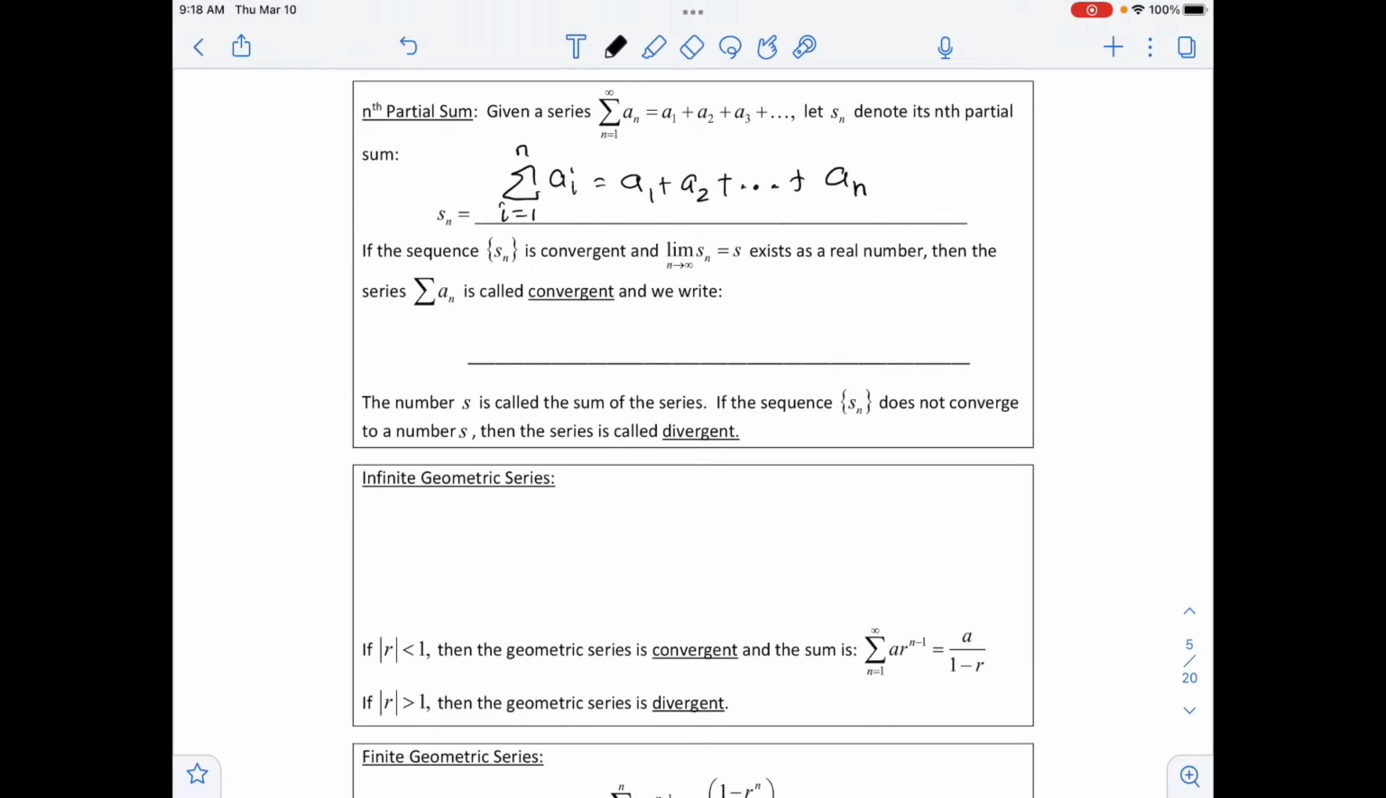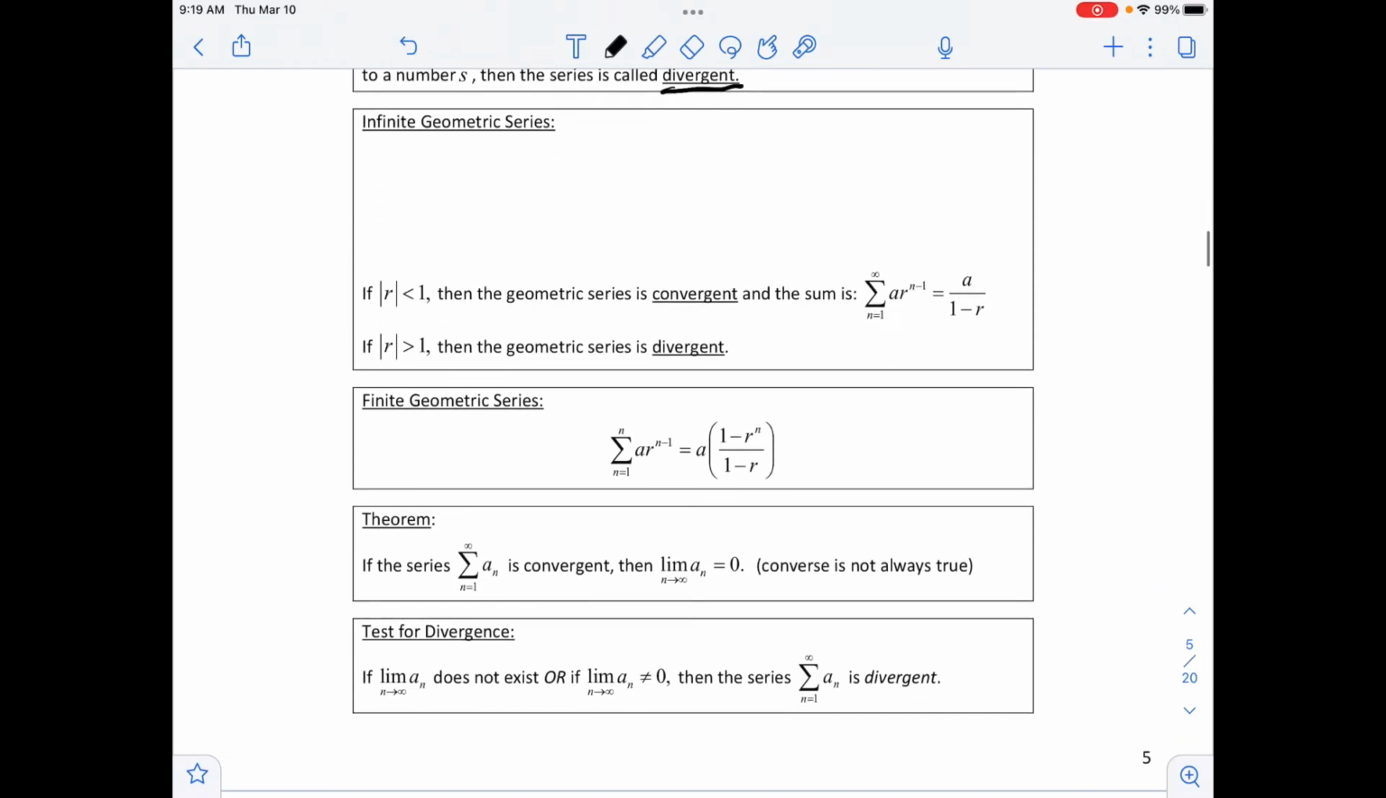If the sequence s sub n is convergent, and the limit as n approaches infinity of s sub n equals s exists as a real number, then the series, the sum of a sub n, is called convergent. And we write that a sub 1 plus a sub 2 plus dot dot dot plus a sub n plus dot dot dot, going on forever, is going to equal s, or that the sum from n equals 1 to infinity of a sub n is going to equal s. The number s is called the sum of the series. If the sequence s sub n does not converge to a number s, then the series is called divergent. So if it doesn't converge, then it's considered divergent.